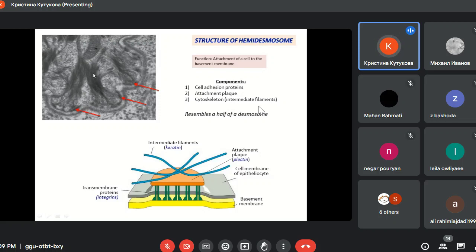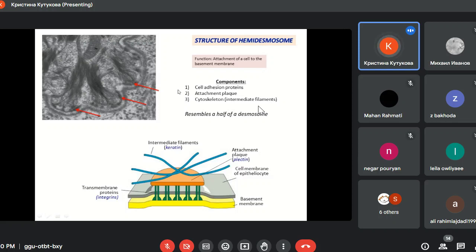So hemidesmosome has 3 components: cell adhesion proteins. They will be located in the lamina lucida. Cell adhesion proteins, transmembrane proteins, are integrins. One end of them is inside the cell, and the second end is inside the basement membrane, inside the lamina lucida.